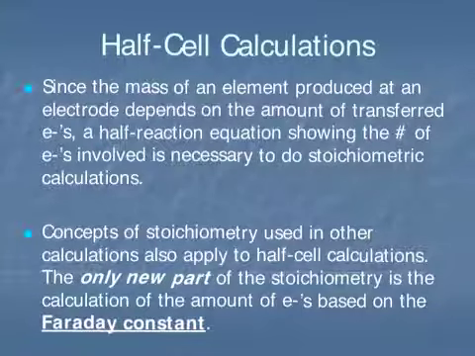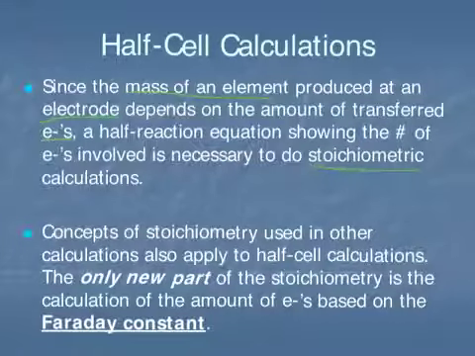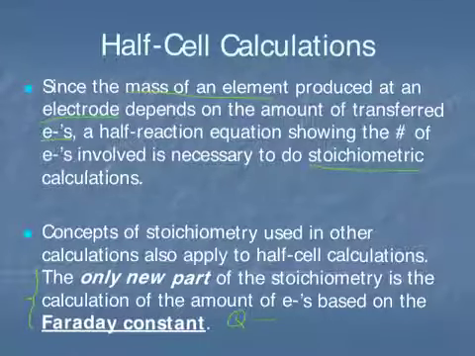Now, when we do our stoichiometry, we often want to find the mass of element that is produced at the cathode. Because this is totally dependent on the number of electrons transferred, we need to know the balanced half reaction so that we can get a stoichiometric ratio. We can use our skills from other courses and other stoichiometric calculations to calculate the amount of metal that is formed at our cathode. The only new thing about cell stoichiometry is that we need to use Faraday's constant to convert a quantity of charge into moles of electrons.